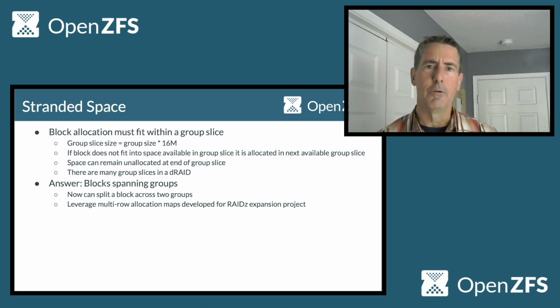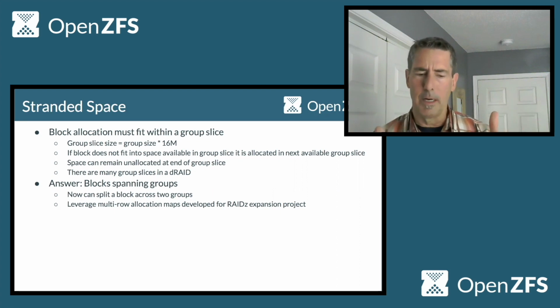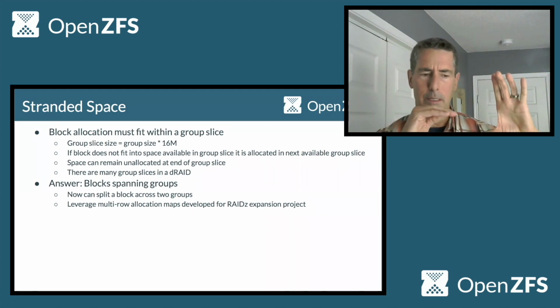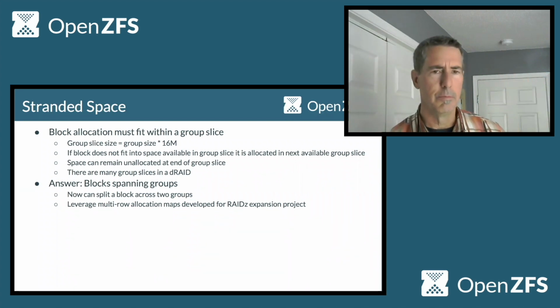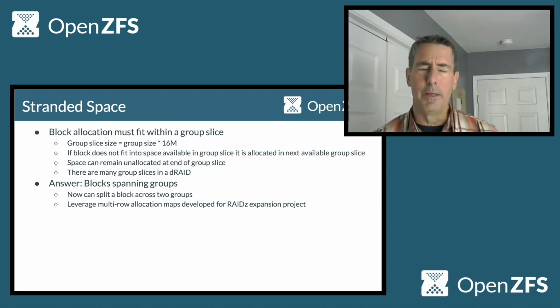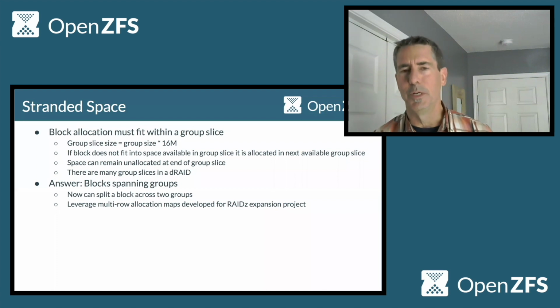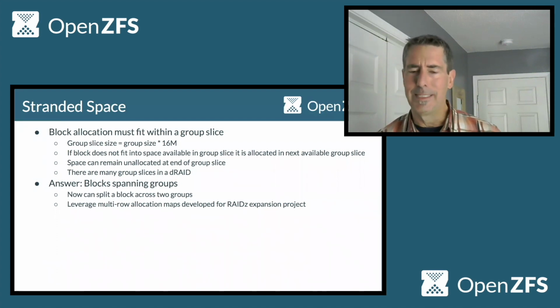What that meant, though, for dRAID, because we had this constraint, was that you get in a situation where you can fill up a group with the 16 meg chunk and get to a point where, all right, I'm trying to allocate this block and there's not enough space. And so I'm going to move over to another group to allocate it and want to have more space in it. And you can end up with bits of space at the end of groups which are not easily allocated. All right, so if you end up stranding the space.